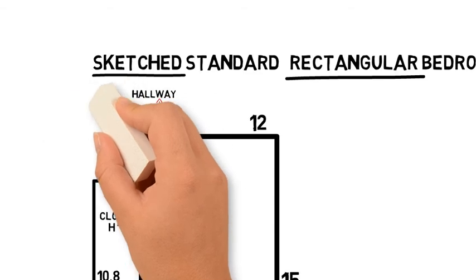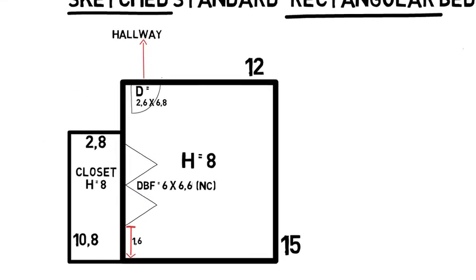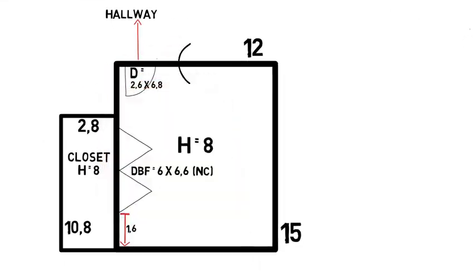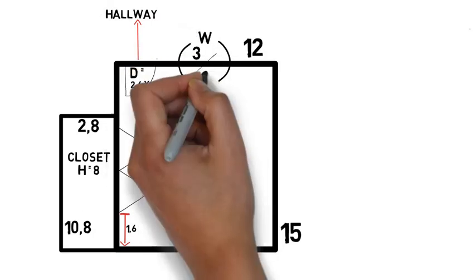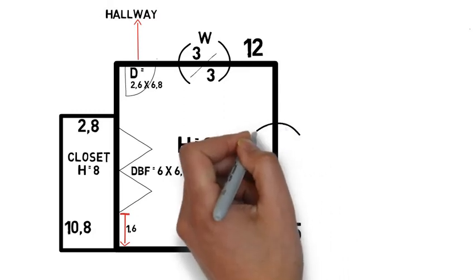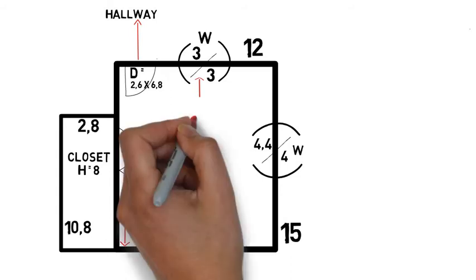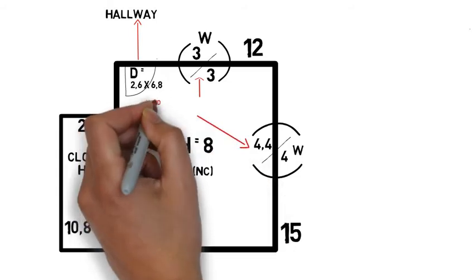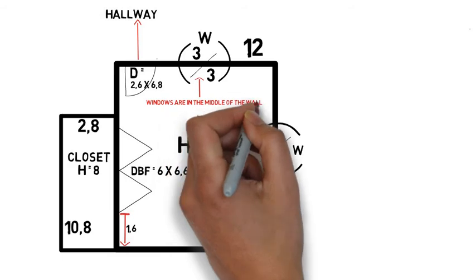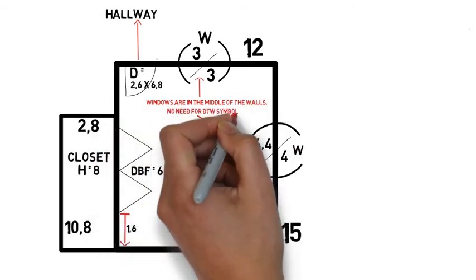Bedrooms have windows, so let's go ahead and add these. Let's draw 2 parentheses, then we're going to put a slash in the middle of the parentheses. Near this symbol, we're going to note a W to indicate that it's a window. Then write the width first, then the height. This is a 3 feet by 3 feet window. On the other wall, we're going to place a 4 feet 4 inches by 4 feet window with the same parameters. This window and this window are placed right in the middle of the walls. No need for DTW symbols.